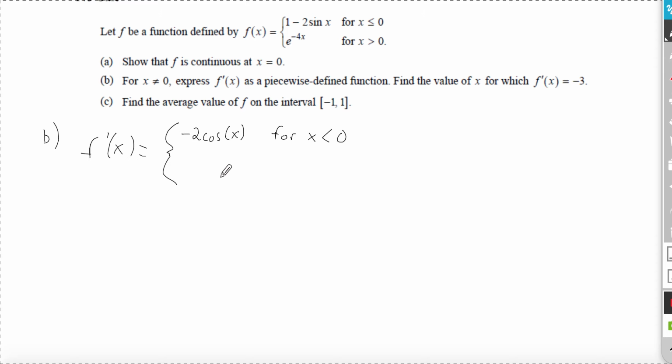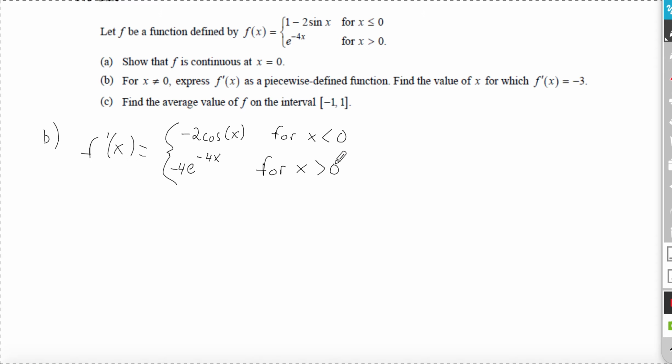All right, there's that. Let's take the derivative of the other piece. Here it looks like we will need the chain rule. It's e to the negative 4x. So e to the whatever is e to the whatever times the derivative of the inside, which is negative 4. So negative 4e to the negative 4x.